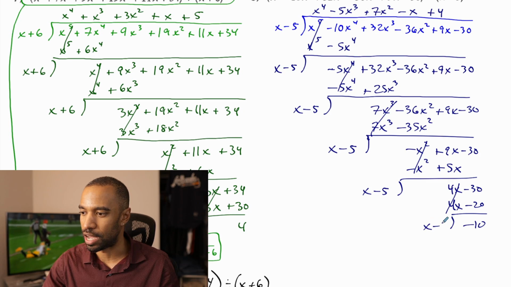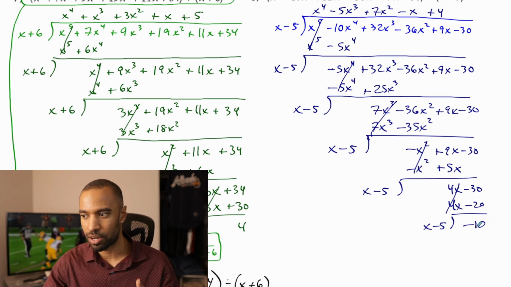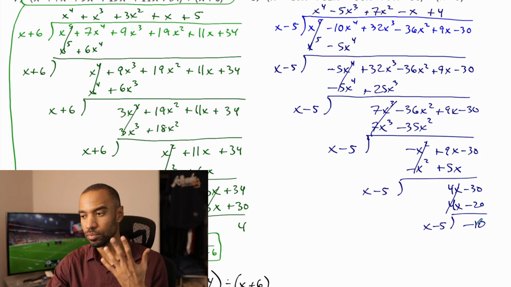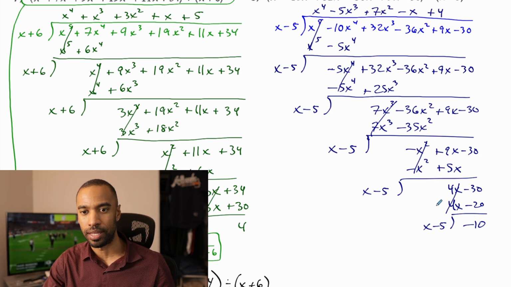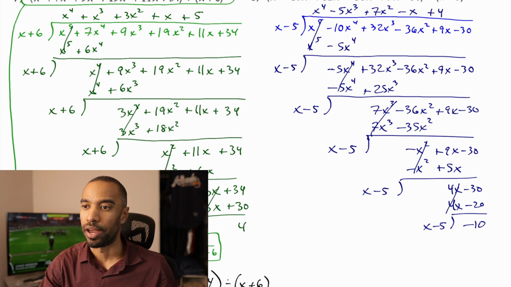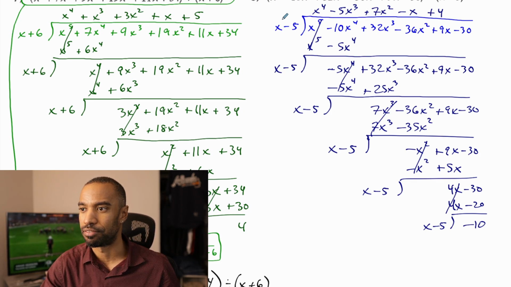X minus 5 does not go into negative 10 any number of times there. That is the remainder. Again, when you get down to a constant, when you're dividing by something of a higher degree, that ends up being the remainder there. Not just if you get 0, it's remainder. You have to kind of remember that.